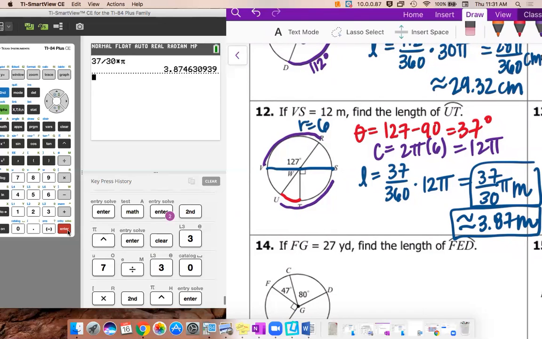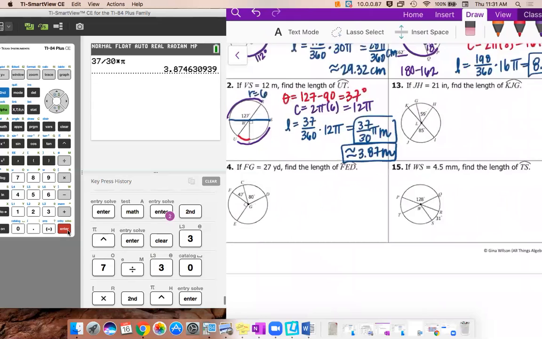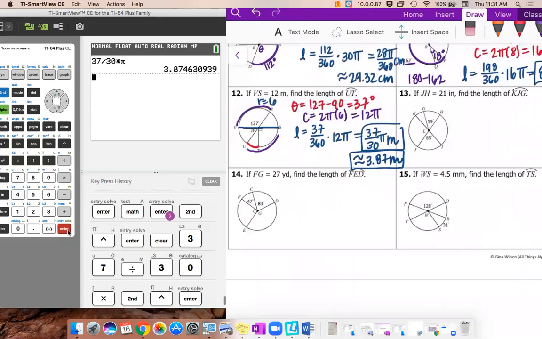That's really all you guys do. I don't know if I need to do more examples in this video. If you guys need some more help, reach out. But really, those are the only things you need: your angle of that arc out of the full 360 and then the circumference. You just have to be careful whether you're given the radius or the circumference.